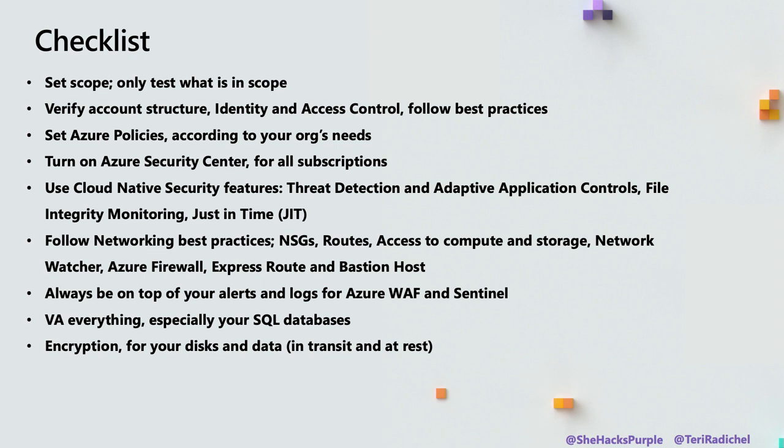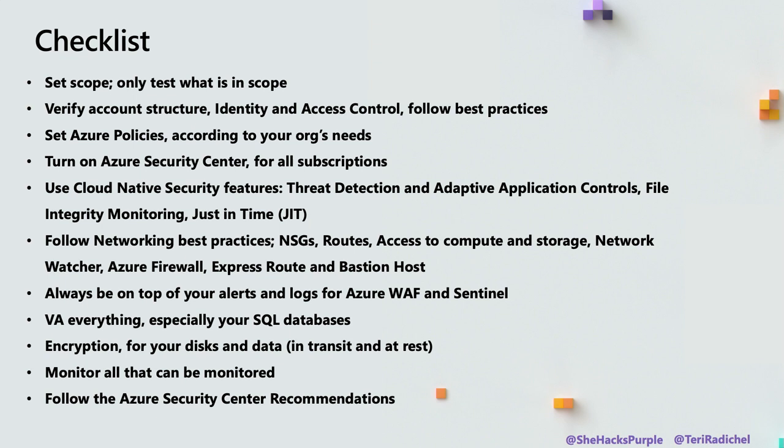Okay, encryption. You want to make sure, just encrypt everything. That's what we did at Capital One. Some companies don't. They try to determine what's in scope or not. You can do that, but to me, it's just easier if you just set policies and encrypt everything. Yep. Monitor all that can be monitored. I know it's hard to do, but it works. And Tanya's favorite, and I actually like this too, follow the Security Center recommendations.